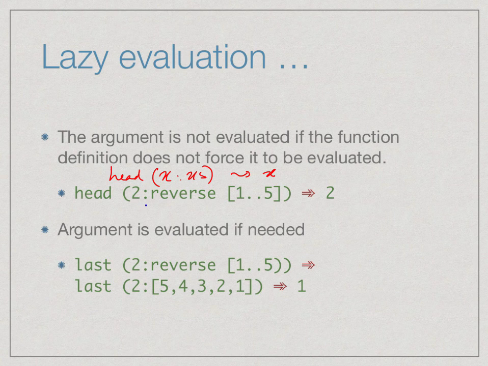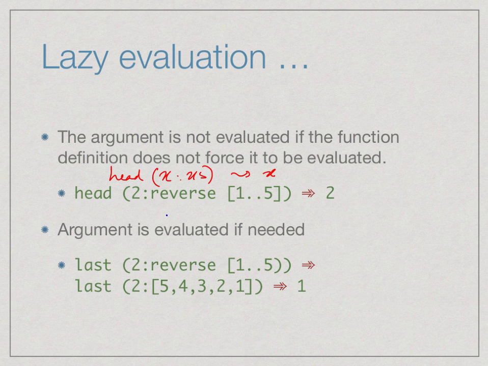It will try to get the answer with as little work as possible, if you would like to think of it that way, and hence this is sometimes called lazy evaluation. So the argument to a function in Haskell is not evaluated if the definition of the function doesn't force it to be evaluated. So I have no interest in knowing what the result of reverse 1 to 5 is, because it's not going to be part of my answer. So head of 2 colon reverse 1 to 5 just gives me 2.